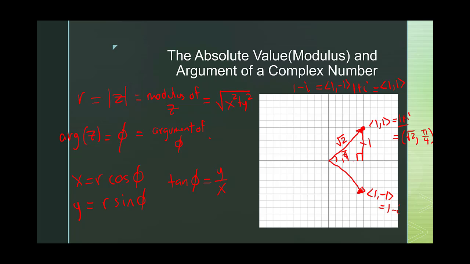Similarly, if we look at this point, 1 comma negative 1, we still have a length 1 and 1 here, so this will be square root of 2, but now notice that our angle is rotating clockwise. And so remember, clockwise angles are what we would interpret as negative angles. So this will be, instead of square root 2, pi over 4, this will be square root 2, minus pi over 4.